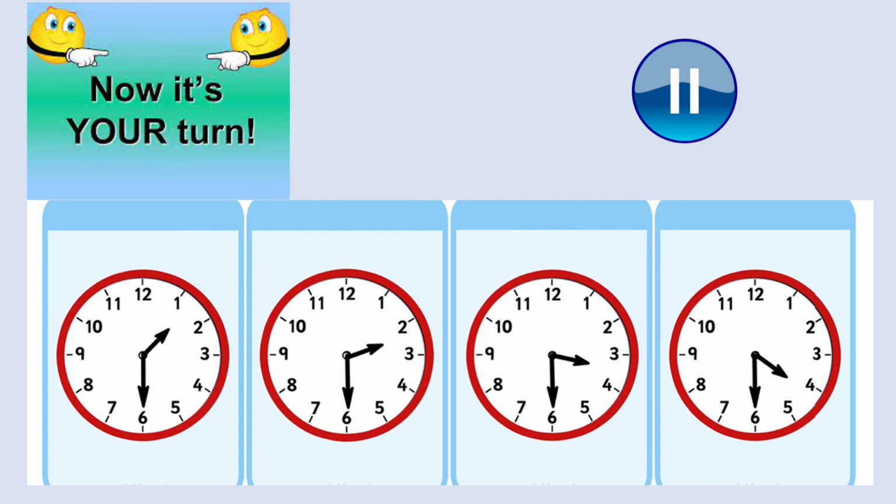Now it's your turn. Look at these clocks and write down exactly the way I did what time it is. Remember, I'd like you to write the number in words if you can. Have a go. So there are 4 times here. What are the times? Pause the video while you do this.